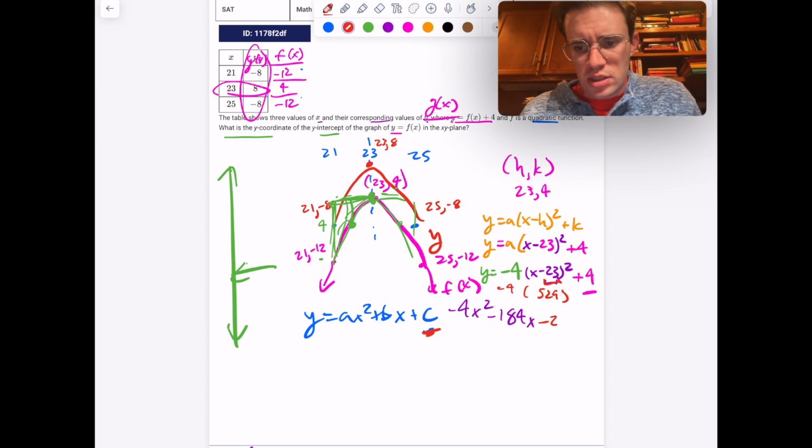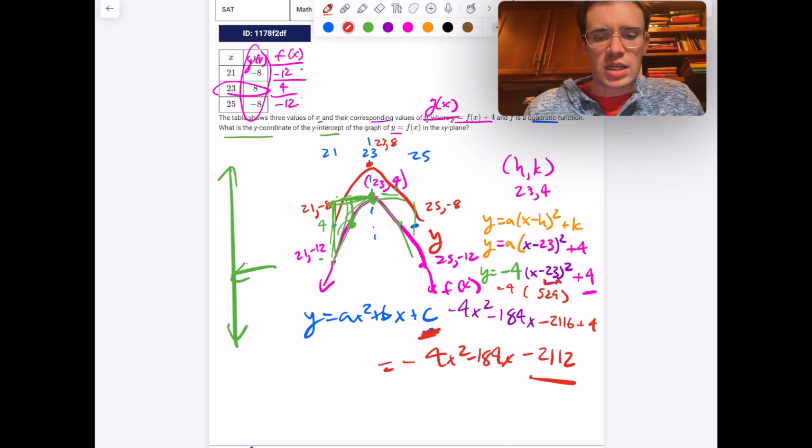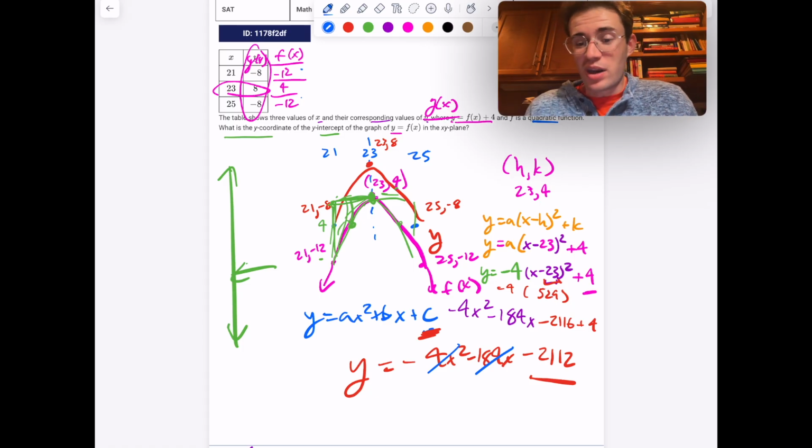So -2,116. And then we have +4. So -2,116 plus 4 gives you -2,112. That's your c value. Again, the c value is what we're looking for. So we have -4x squared minus 184x plus c is equal to y. So when you set x equal to 0, that cancels, and y is equal to -2,112, which is the same thing we got when we did it graphically.